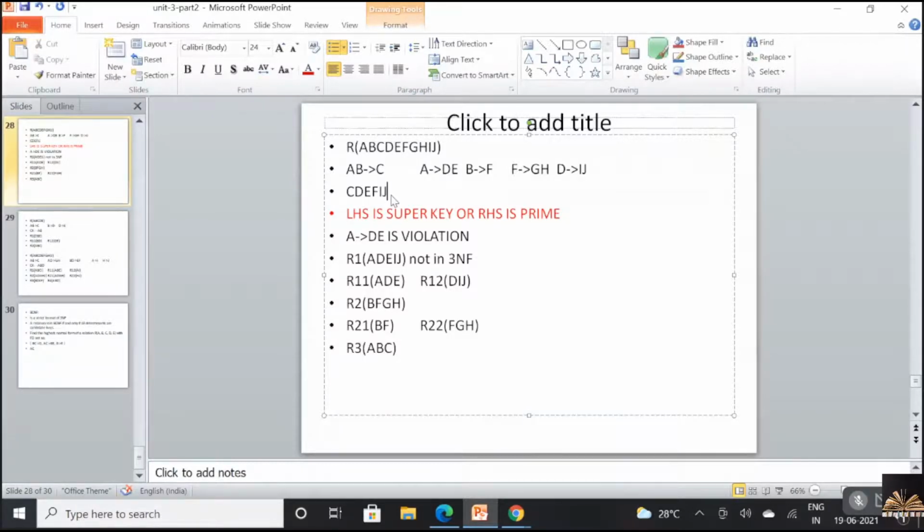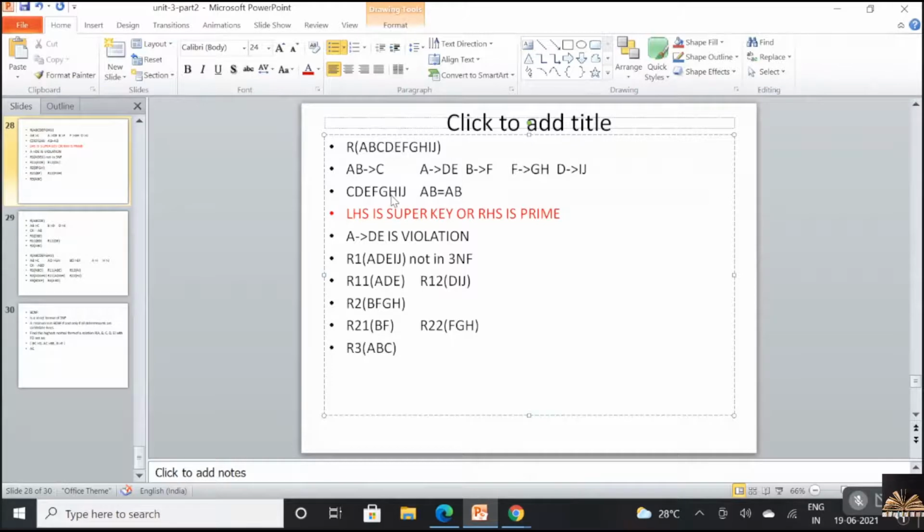Along with GH. Okay. What is missing in the RHS is AB. Now what I have to do is find the closure of AB. What is the closure of AB?